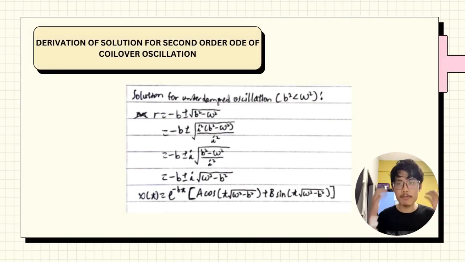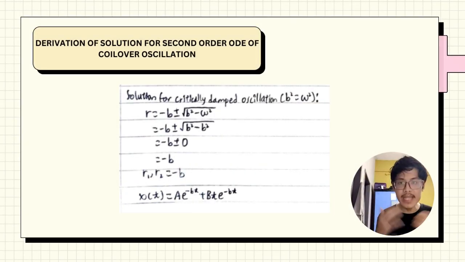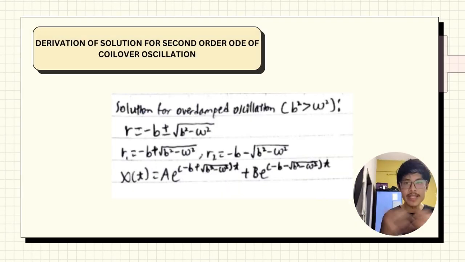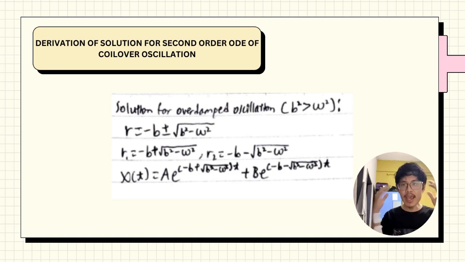For underdamped oscillation, in which b squared is less than omega squared, the roots will be complex, and the solution, which is the displacement of oscillation, will be both exponential and trigonometric. As a result, the solution will be in this form. For critically damped oscillation, in which b squared is equal to omega squared, the roots will be real and equal, both equal to negative b, and the solution will be in this form. For overdamped oscillation, in which b squared is more than omega squared, the roots will be real and distinct, and the solution will be in this form.